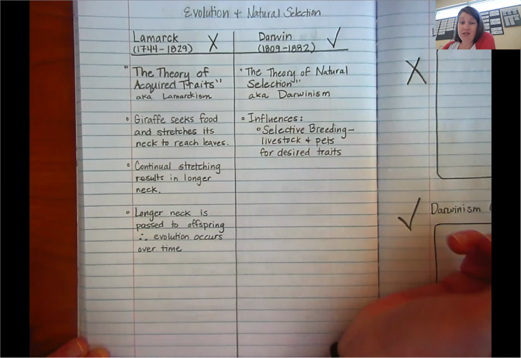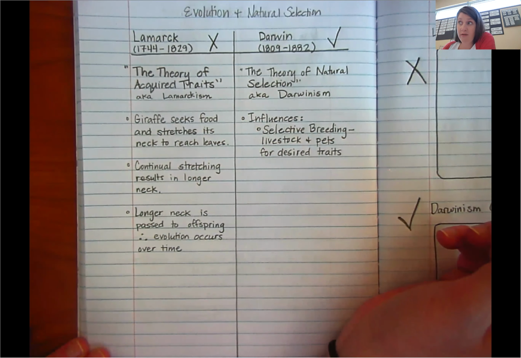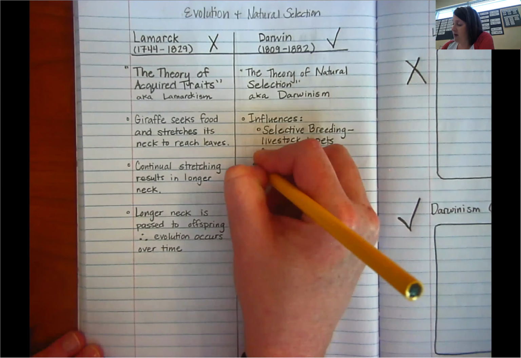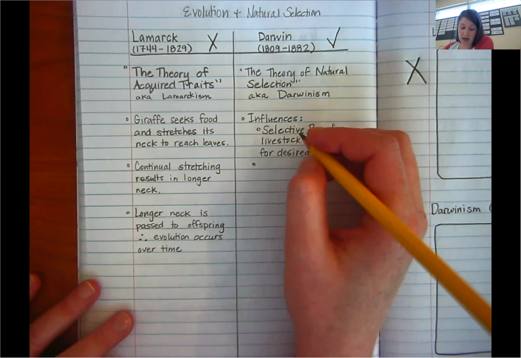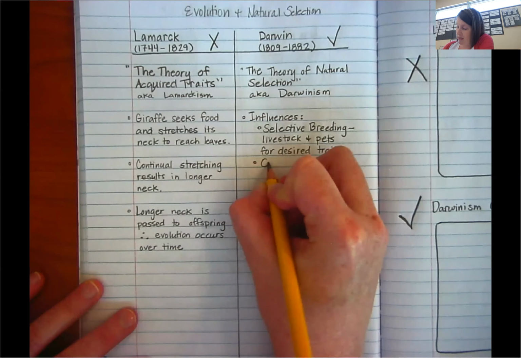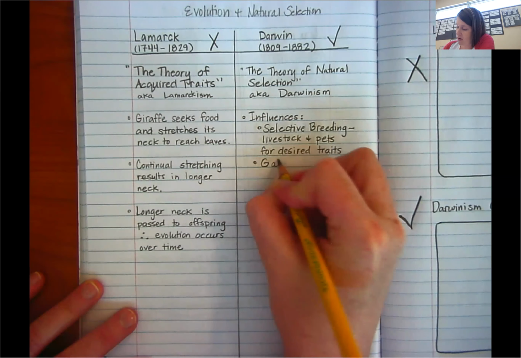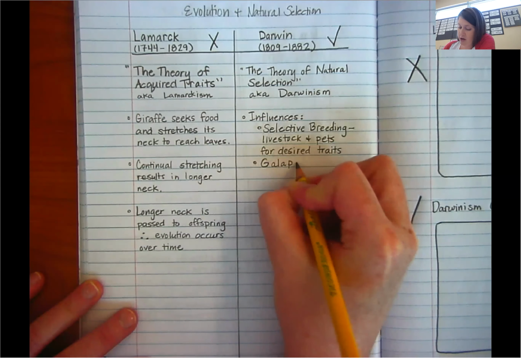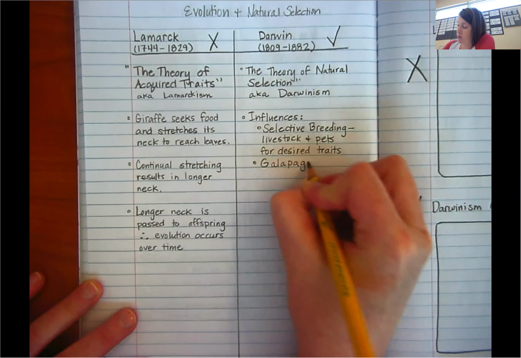We do that not just with livestock and pets, but also even our vegetables, our produce now. So much of that is selective breeding for what we were looking for. His other piece of evidence was he made this trip to the Galapagos Islands. You've probably heard of them before. I highly encourage you to take a moment to Google them.